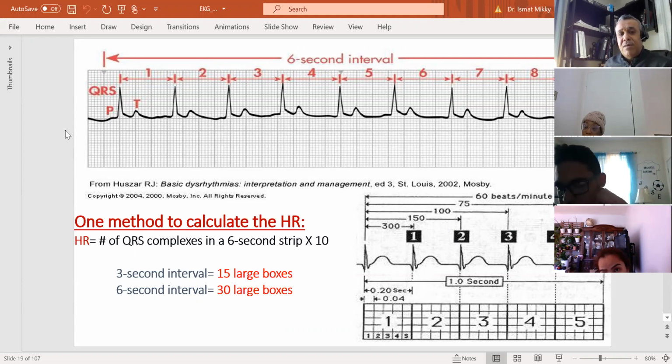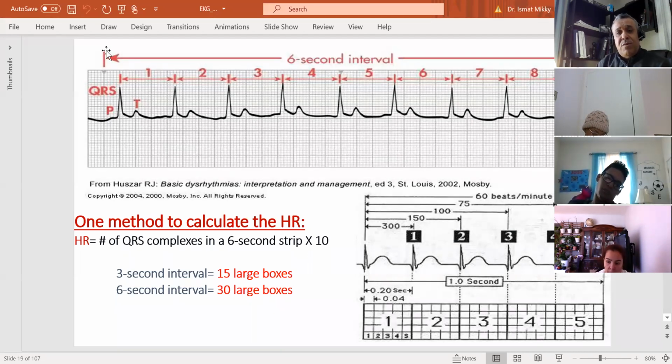Is it better now? Clear? Yes, thank you. Okay. Now for calculating the heart rate, or pulse, from the EKG, the first condition is that we have to identify the length of the area we are going to analyze. You can have a 5 feet long EKG strip, but always, at the outset of the analysis, the first step is to identify the length, which is a 6-second interval.